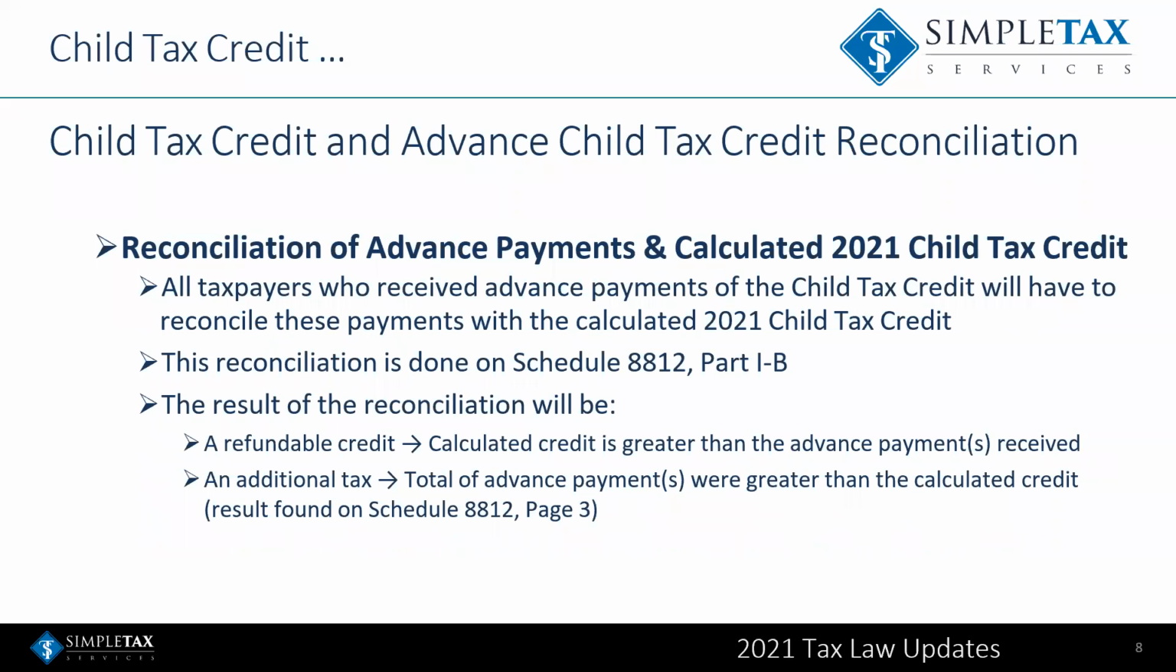So the reconciliation is going to be done on Form 8812 Part 1B. The result of the reconciliation is going to be one of two things. Either the calculated credit is greater than the advance payments, which means they'll get a refundable credit, or the total of the advance payments were greater than the calculated credit, and they'll have an additional tax.